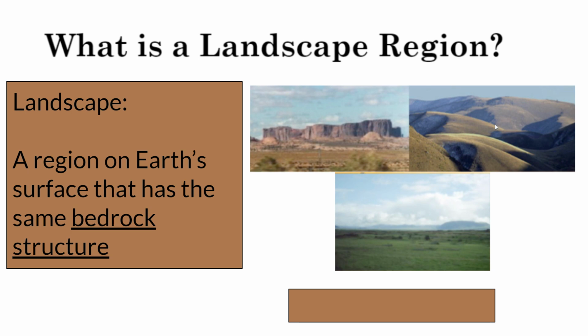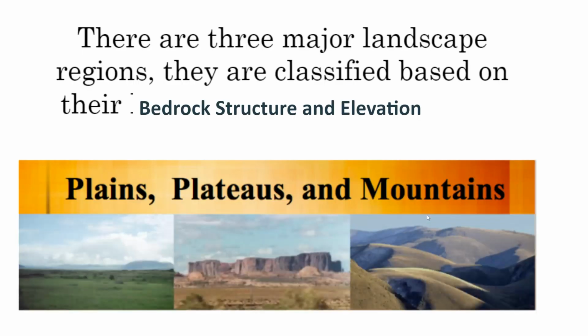And notice that these are mountains, and mountains are actually a type of landscape because the bedrock structure is more folded. These are called plateaus, and this bedrock is more horizontal or flat. And this is a plain, it is flat. But also, landscapes are classified based on bedrock structure and elevation. Meaning, we have three major types of landscape regions that I just spoke about: plains, plateaus, and mountains.